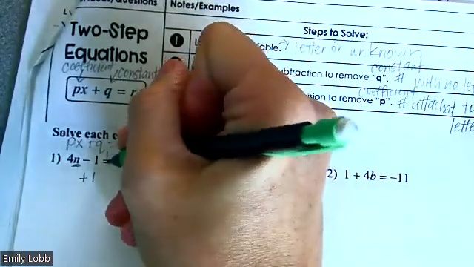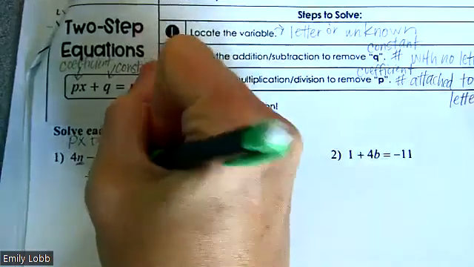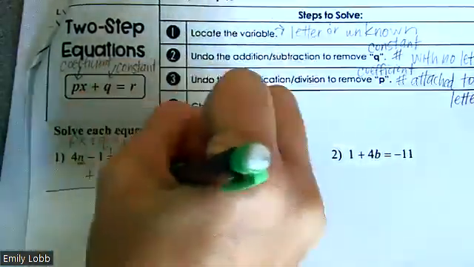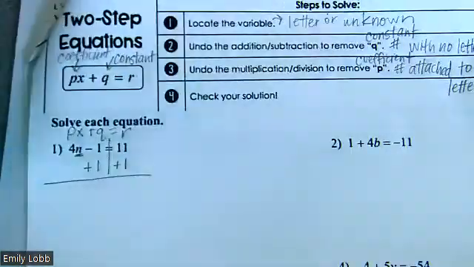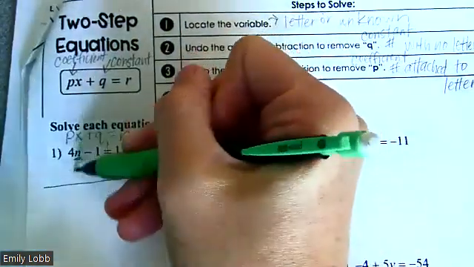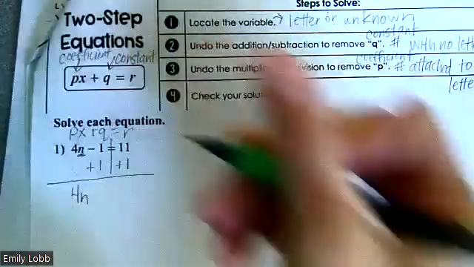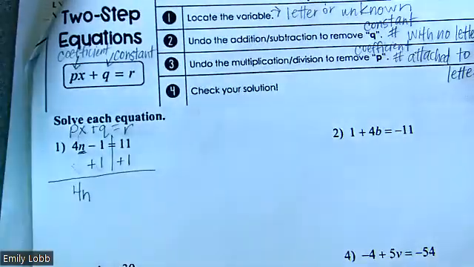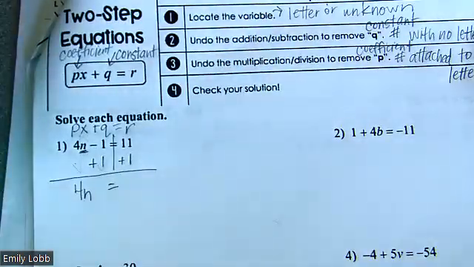Now remember, whatever I add to the left side of the equal sign, I have to do to the right side of the equal sign. Notice I didn't write that +1 under the 4n. I wrote it below the -1. Because now when I go down my equation here, I have bringing my 4n down. -1 + 1 is 0. That's what we wanted, right? We wanted to get rid of that. And then 11 + 1 is 12.